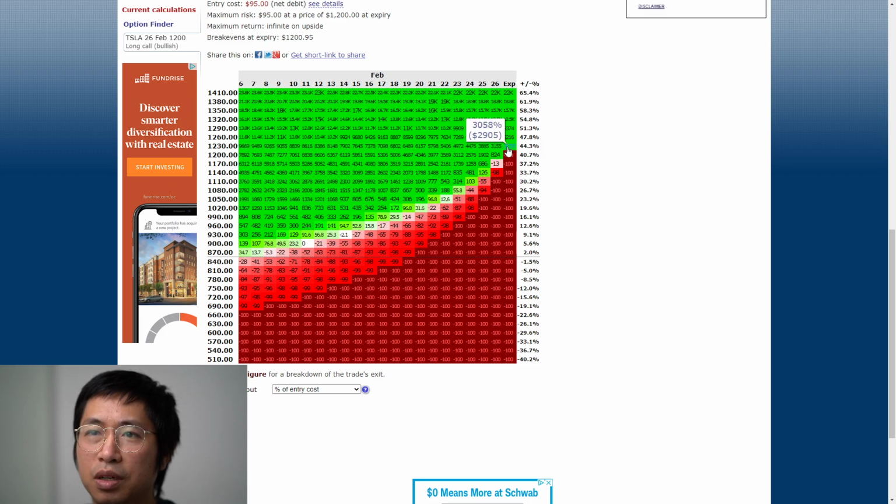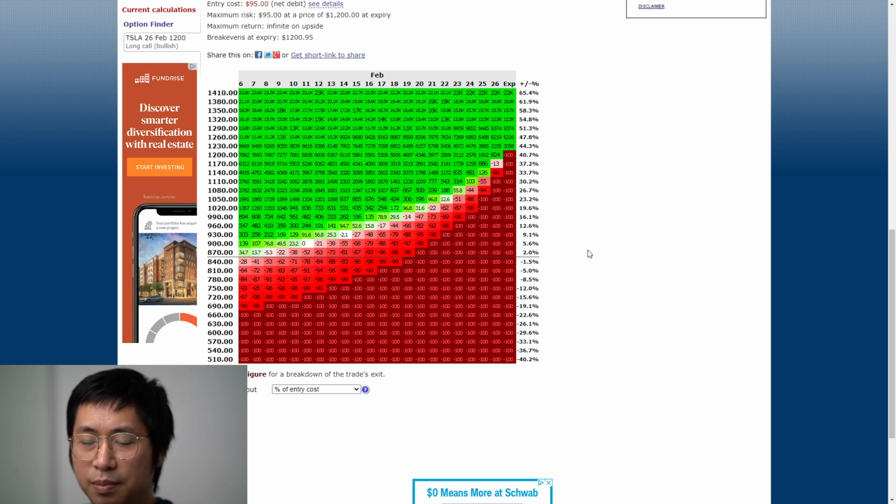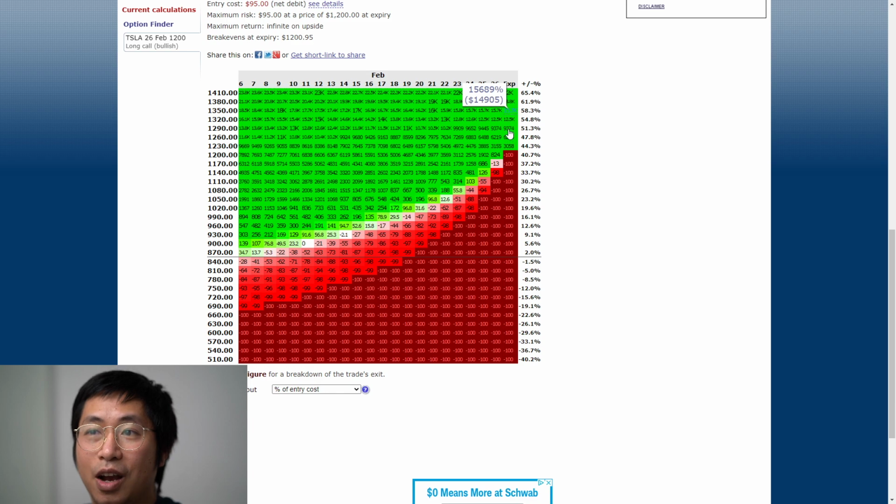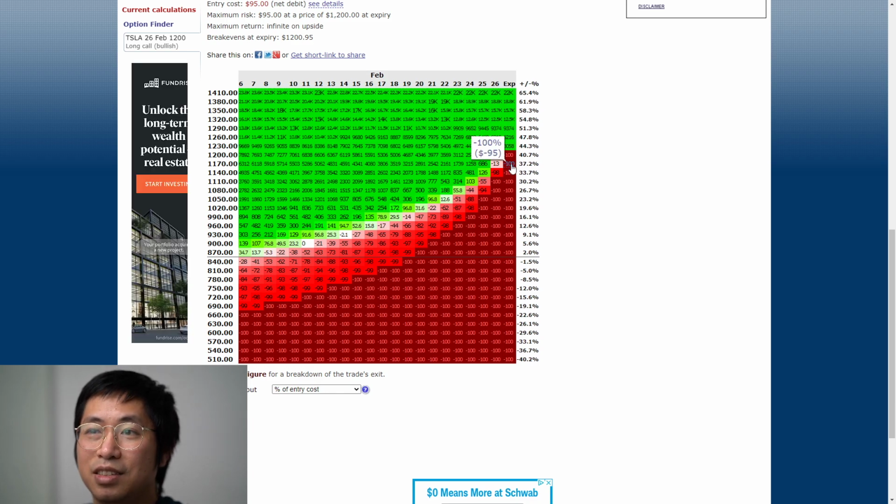If it goes to, what is this? If it actually goes to 1230, you're going to make a 3,058% gain. So this is why a lot of people like to gamble and buy options that expire very soon and pick a super high strike price. It's risky. If it actually does happen and Tesla does skyrocket, they can make a bunch of money. However, if Tesla doesn't, you can lose everything. So it's super risky.